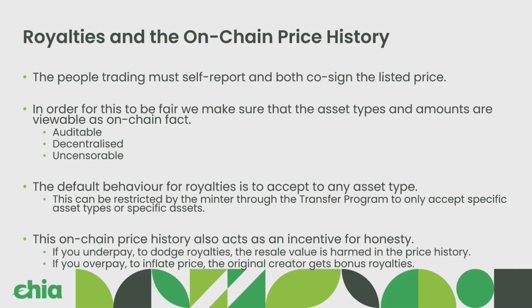Okay. Royalties and the on-chain price history that we use. We enforce that people trading must self-report and both co-sign the listed price. This puts their identity co-signing the price. So if they're found out to be naughty boys, then tut-tut-tut. They become dishonored. In order for this to be fair, we must make sure that people are able to see what has been traded. Auditable, decentralized, uncensorable.